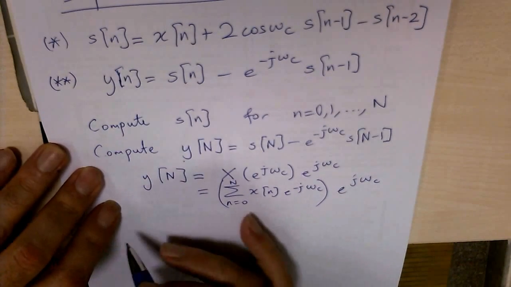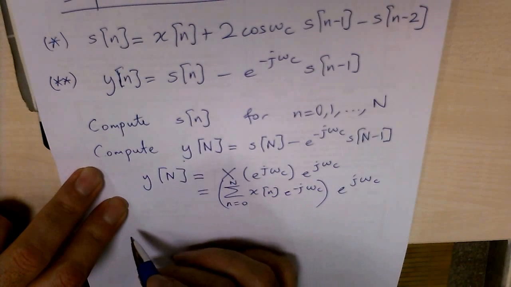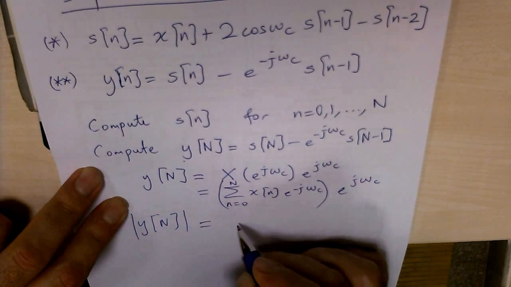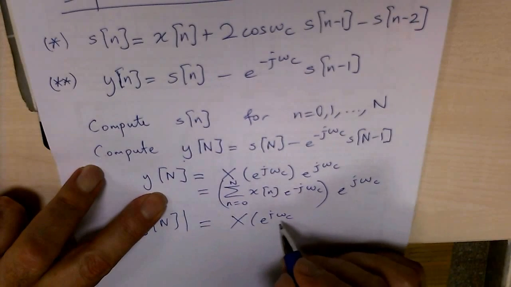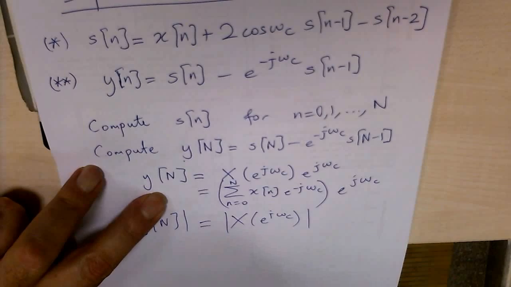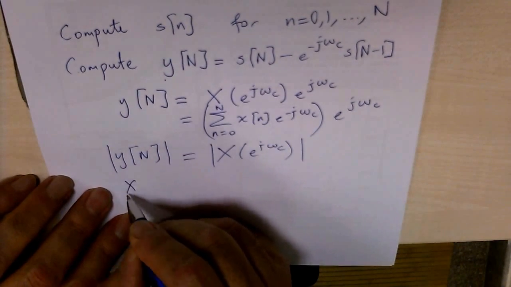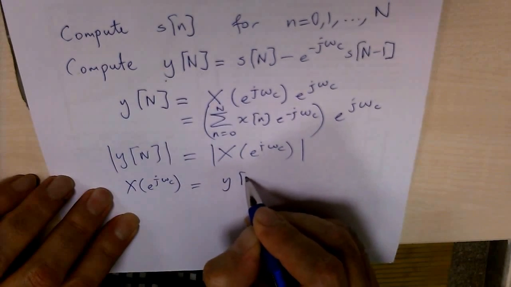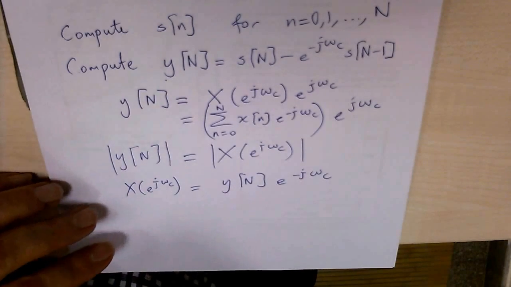Okay, so if you wish to calculate the magnitude of the DTFT, we simply compute the magnitude of y[n]. See, the magnitude of e to the j omega_c is simply 1. Or if you want X(e^{j omega_c}), then you multiply y[n] by e to the minus j omega_c, and that's it.